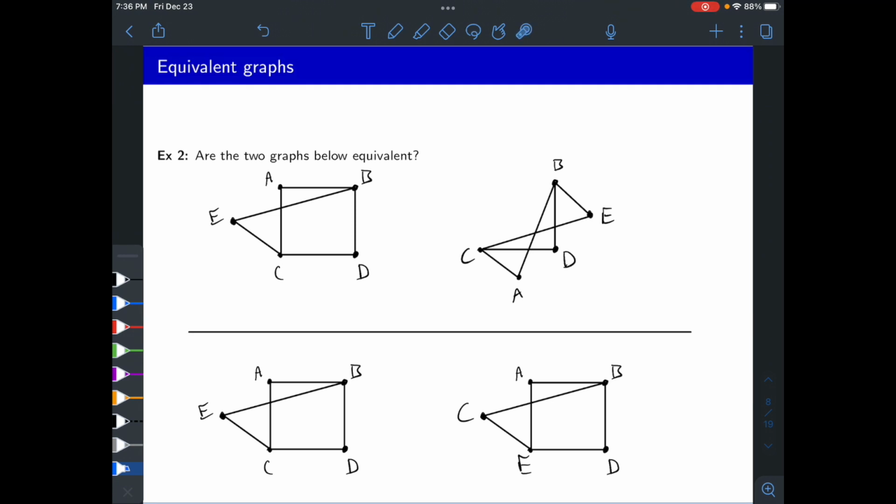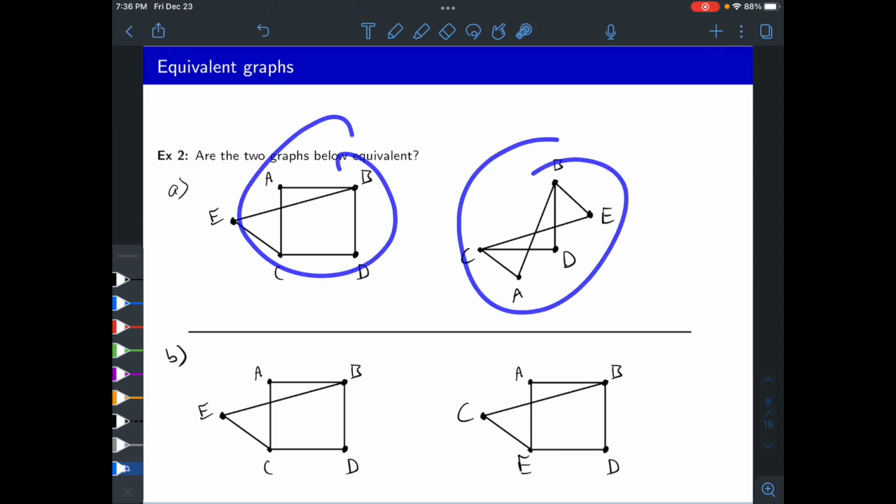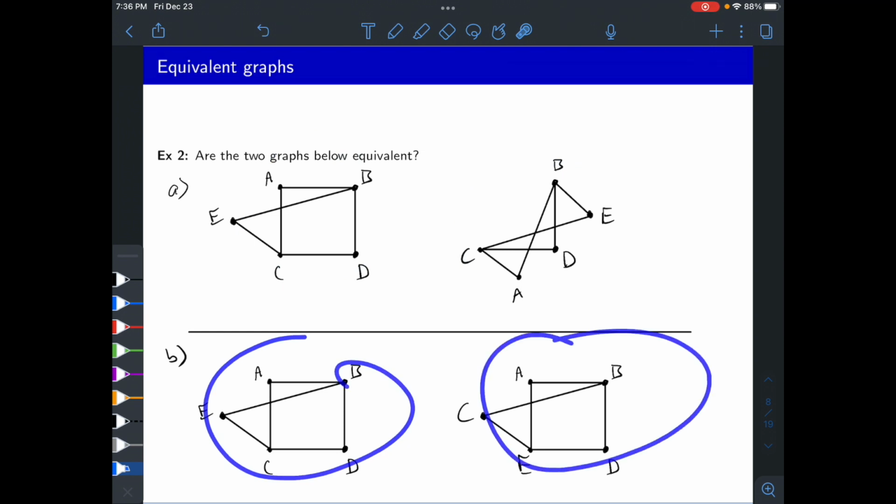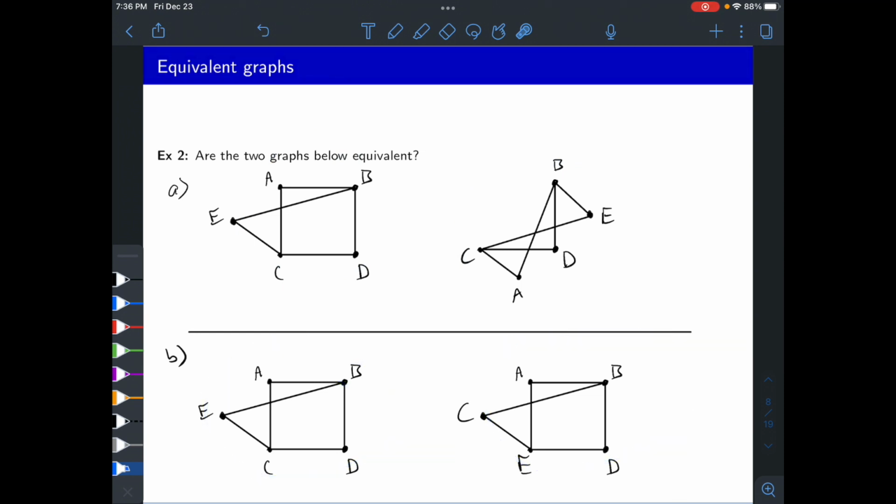I recommend pausing the video and seeing if you can determine whether the following two graphs are equivalent, and then unpause and see. There are two parts here. This is your part A, this is your part B. So are these two graphs equivalent, and then are these two graphs equivalent? Pause, give yourself a couple seconds, catch your breath, and then come back and see if you get the same answer.